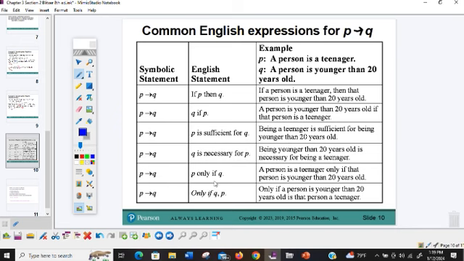You could say P only if Q: a person is a teenager only if that person is younger than 20 years old. And you could say only if Q, comma P: only if a person is younger than 20 years old is that person a teenager. So we're going to use that on the next example.